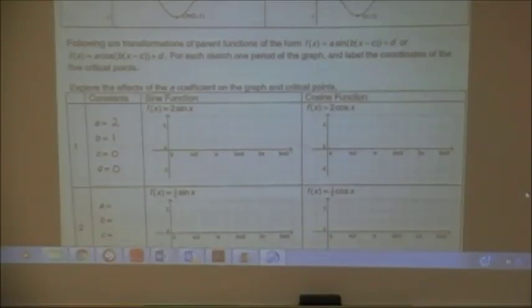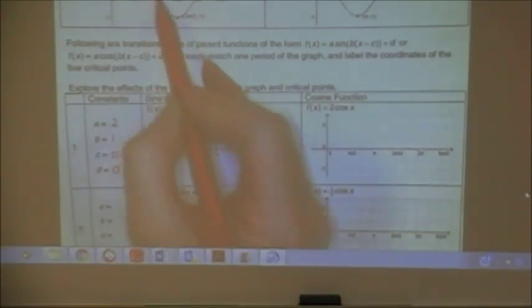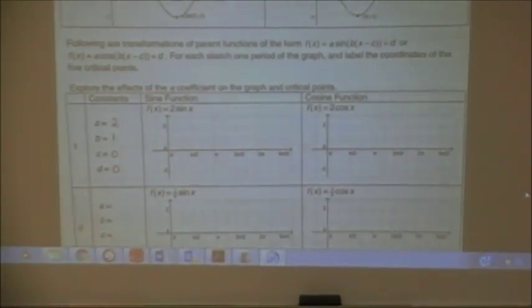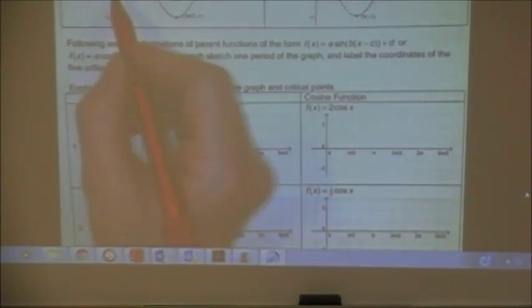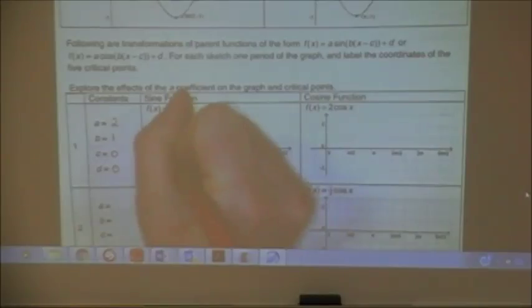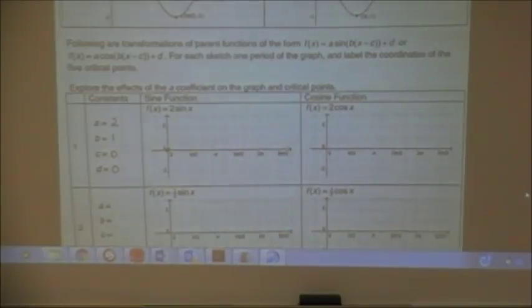So if I look at my 5 critical points, the only thing that's going to change is the Y value, because this is just a vertical stretch. And a vertical stretch is multiplying your Y value. So that's all I'm going to do. My X values are going to stay the same. So this first point on sine is still going to be 0, 0, because the X value doesn't change. And if I multiply the Y value by 2, 0 times 2 is still 0. So my first point is still 0, 0. It's right there. So far, everybody okay?